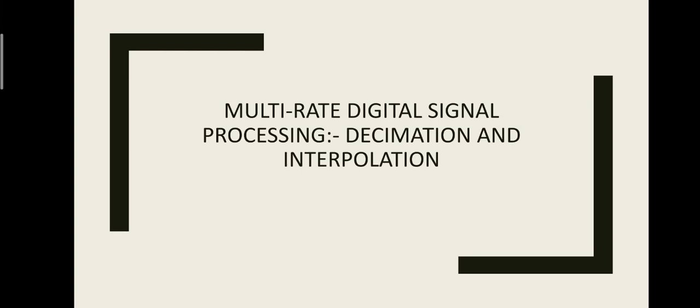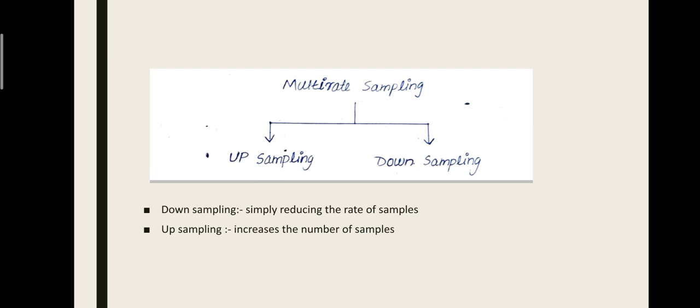So, our topic is multi-rate digital signal processing, decimation, and interpolation. Multi-rate sampling is classified into two types: upsampling and downsampling. In downsampling, it simply reduces the rate of samples, and in upsampling, it increases the number of samples.